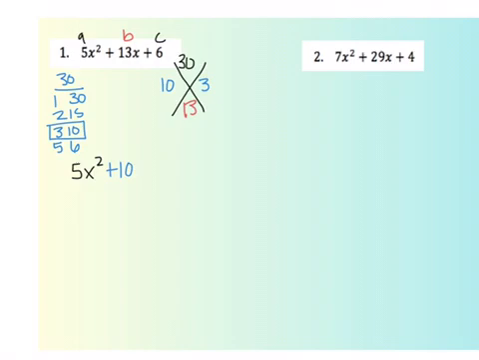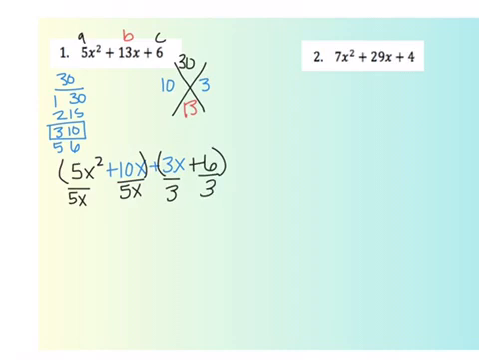So I'm going to have 10x plus 3x. And then I'm still going to have the c term from above, so plus 6. So now I'm going to factor by grouping just like I did yesterday. Set up my two sets of parentheses. Divide out the GCF. Well, my first set, they both have a 5x in common. My second set, they both have a 3 in common.